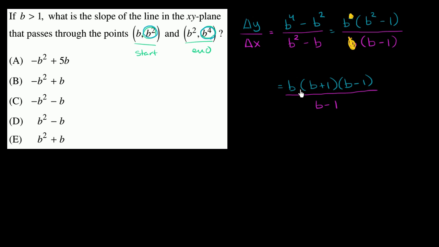Now, this whole thing isn't defined for b equals 1, but they tell us that b is greater than 1. So we don't have to worry about that lack of definition at b equaling 1. And we can say this is going to be equivalent to, especially for all the b's greater than 1, we can divide both the numerator and denominator by b minus 1, because that's going to be non-zero. And so what are you going to be left with? You're going to be left with b times b plus 1. And once again, that's not one of the choices, but maybe if we distribute this b, this would be equal to b squared plus b. And we see that's choice E right over there.